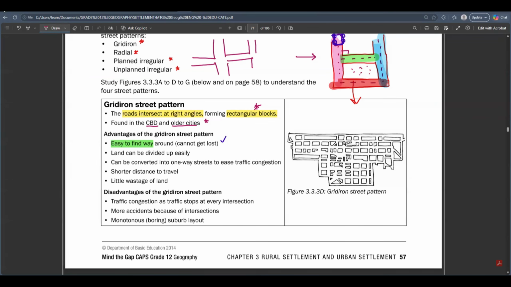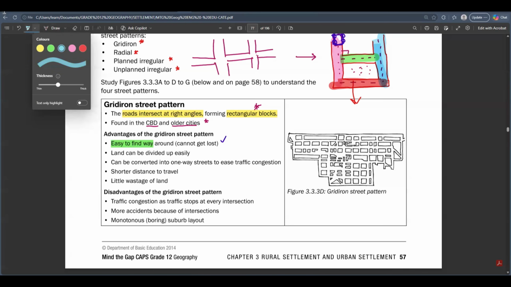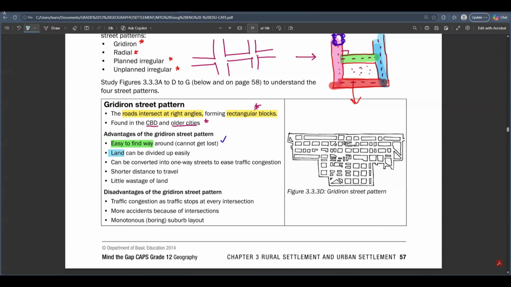So it's easy for you to divide the land and say, I will need this amount of land to build this grid iron street pattern. So it's very easy to divide the land. The land can be divided easily. You are going to see when we do the other street patterns, they've got weird roads.